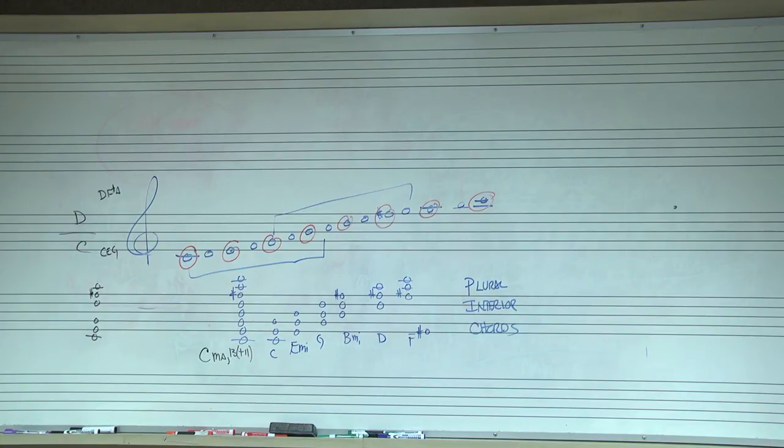Okay. Here's a D. Here's a C. Two chords miss each other. Okay, how about a B minor over a C? Very similar, huh?